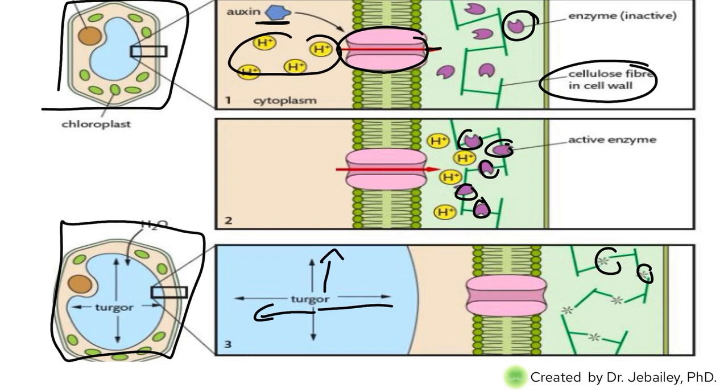Now, a lot of students say, oh, once you loosen up the cellulose with the enzyme, it's done. That's not enough. It's not just about the enzyme breaking the cellulose in the cell wall, then it elongates. It also needs to put the water inside the vacuole and cause the turgor pressure. That's the whole explanation of auxin.